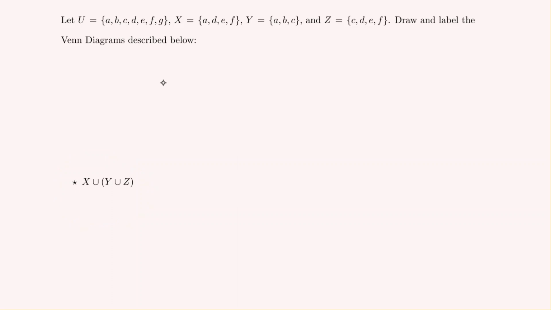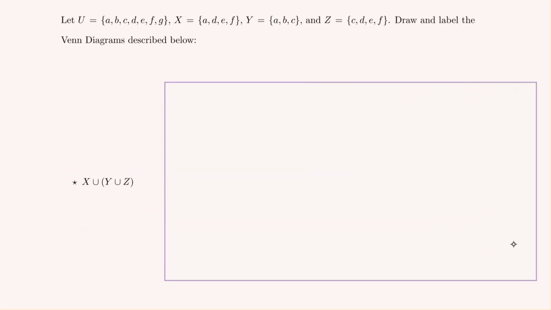We begin with a large square to denote our universal set. So all of these elements must be somewhere within this large rectangle. Now we can quickly verify that X, Y, and Z are all subsets of the larger set U, because every element in each of these is present in the larger set U. A, B, and C; C, D, E, F.